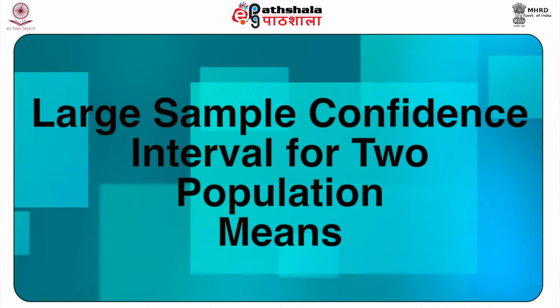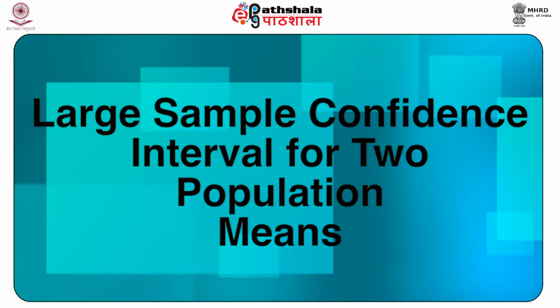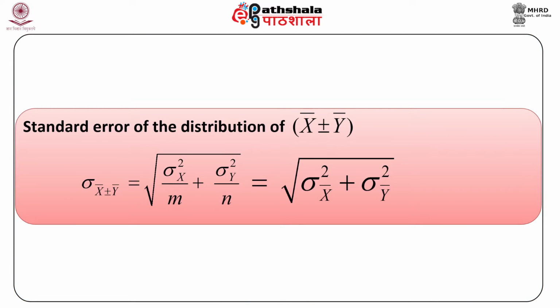Let us look at the large sample confidence interval for these two population means. To derive confidence intervals for x bar plus minus y bar, we need the standard error of the distribution of x bar plus minus y bar, which is denoted as sigma x bar plus minus y bar and is equal to the square root of sigma x square by m plus sigma y square by n, which could also be written as the square root of sigma x bar square plus sigma y bar square, under the assumption the two samples are independent and population variances are known.